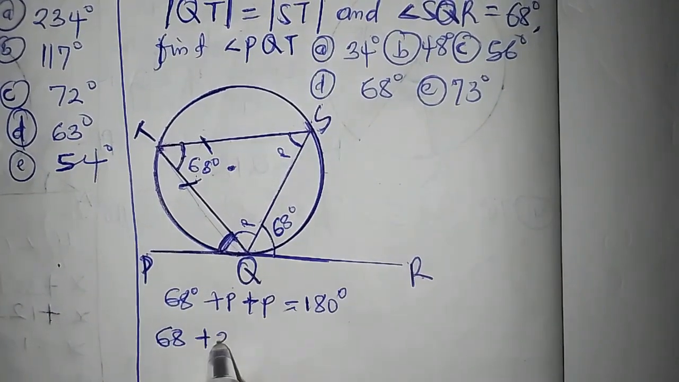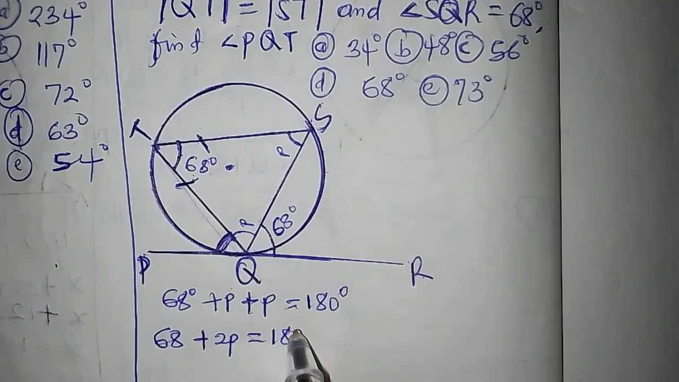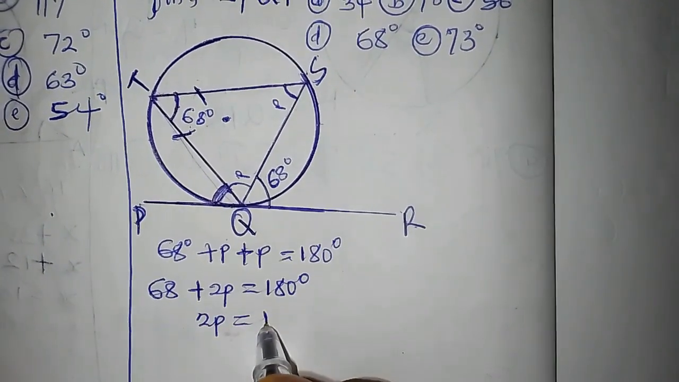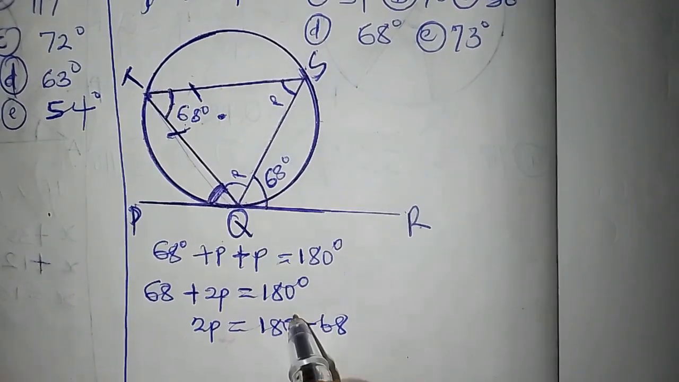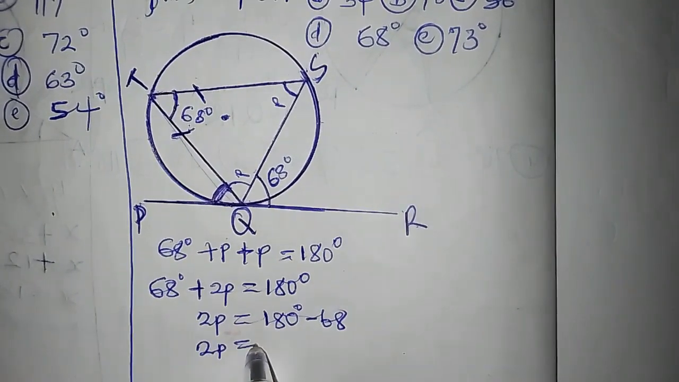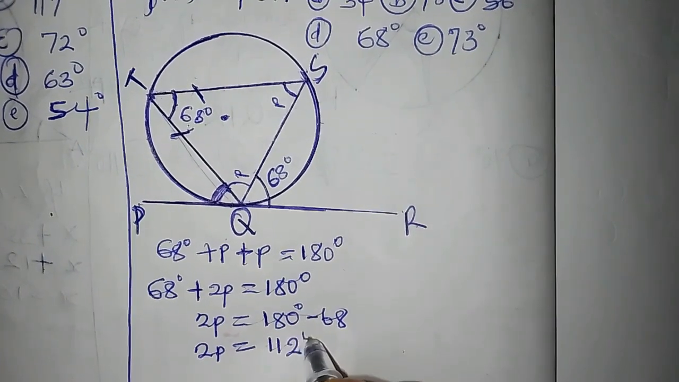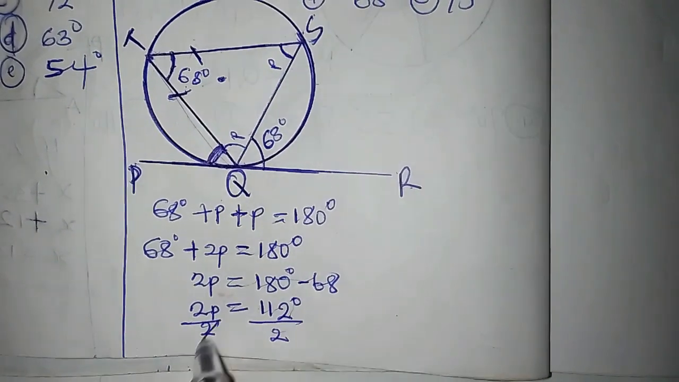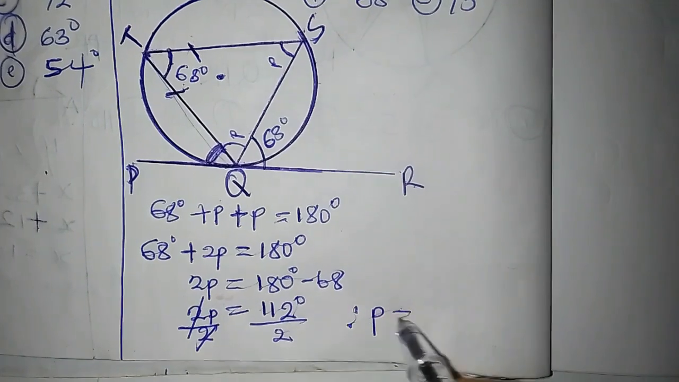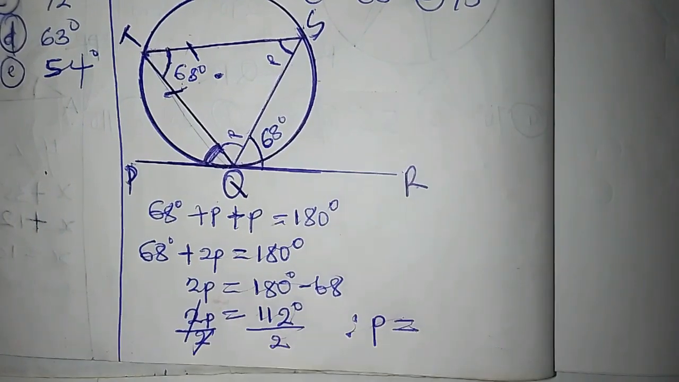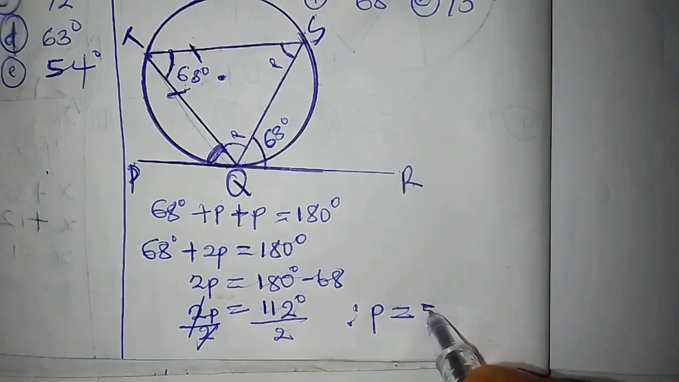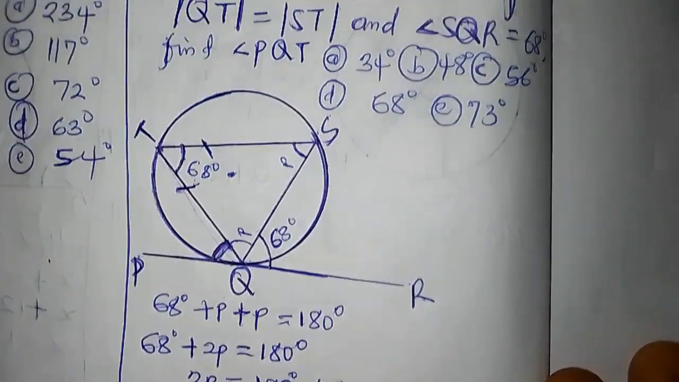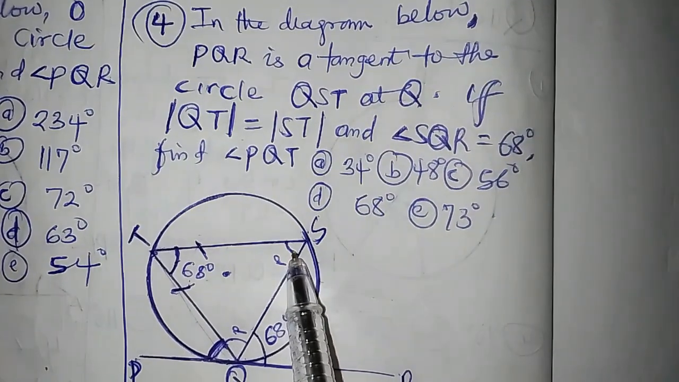68 plus 2P is equal to 180 degrees. So collecting like terms, 2P is equal to 180 minus 68. So that 2P is equal to 112 degrees. So to get the value of P, divide both sides by 2. 2 cancel 2. So therefore P is equal to 112 all over 2, and that is 56 degrees. So the value of P here is 56 degrees.